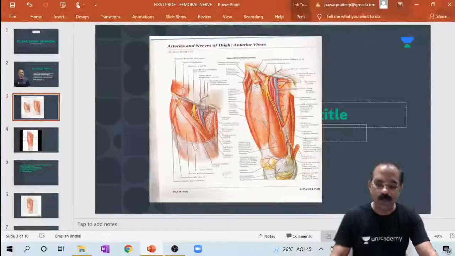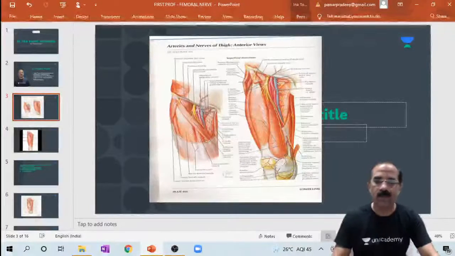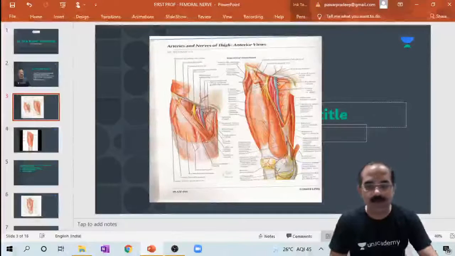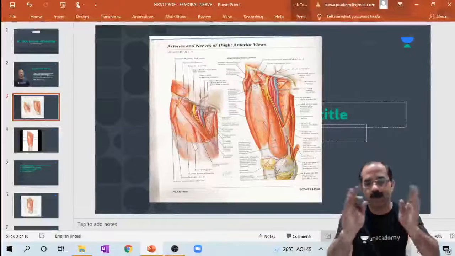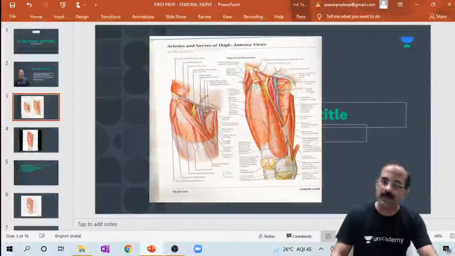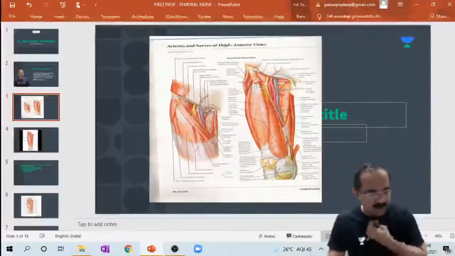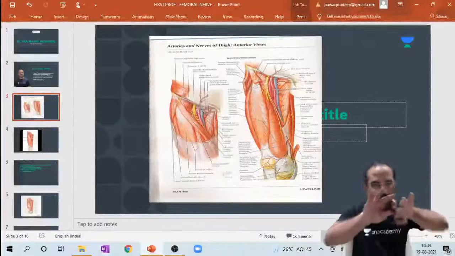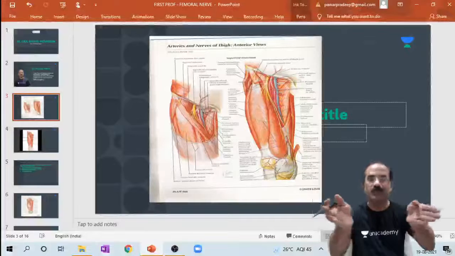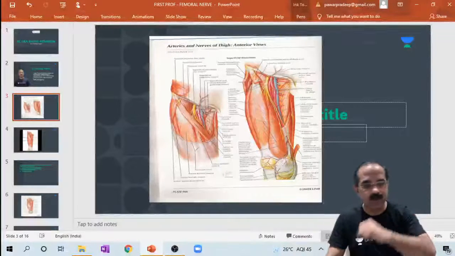Sartorius is known as the honeymoon muscle. It is also known as the tailor's muscle or the honeymoon muscle. If you understand the actions of Sartorius, you will understand why it is known as the honeymoon muscle: abduction, lateral rotation and flexion at the hip, flexion and medial rotation at the knee joint. Now, another muscle has actions exactly opposite to those of Sartorius. Sartorius does abduction and lateral rotation at the hip, and this muscle does adduction and medial rotation at the hip joint.